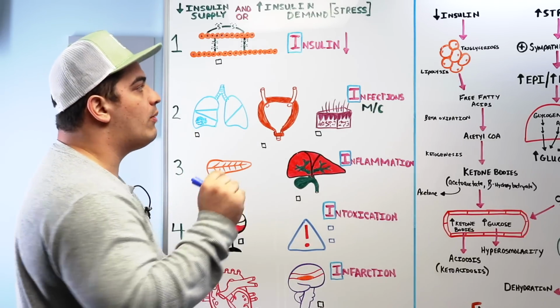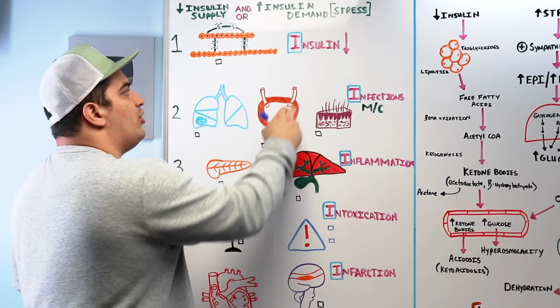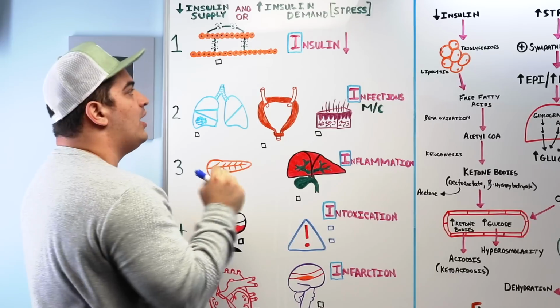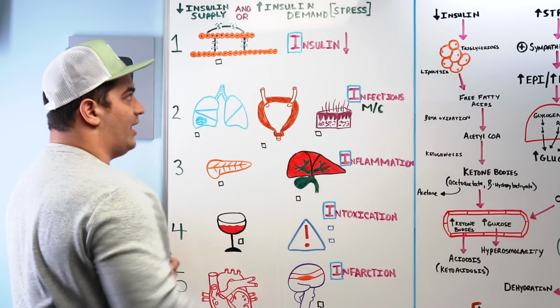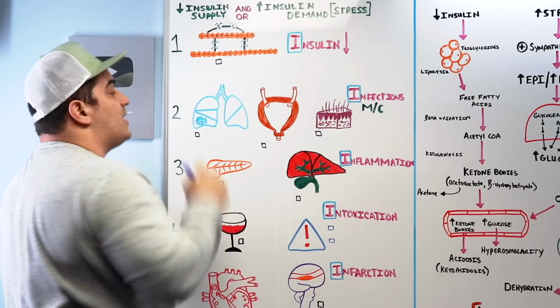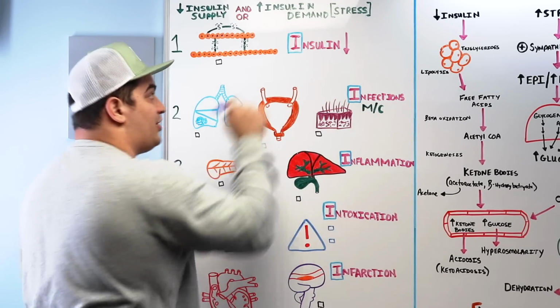Now, I want you to remember these by the basic mnemonic here, kind of like a tool that you can utilize, the 6 I's. Now, those 6 I's come down to two big overarching themes. One of the themes is that there's a decreased insulin supply. So there's an insulin deficiency.